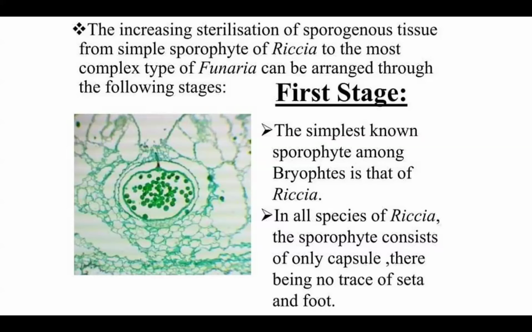So that can be explained under different stages. First stage, the simplest known sporophyte among the bryophytes is Riccia. In Riccia, the sporophyte has only a capsule; there is no foot, there is no seta. So the simplest sporophyte in bryophytes is Riccia according to the theory of progressive evolution.